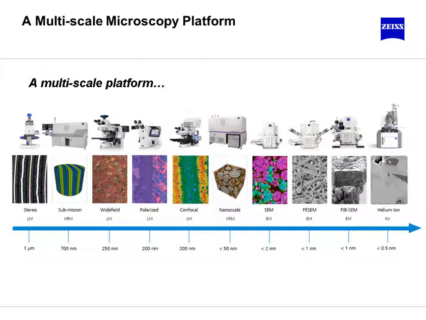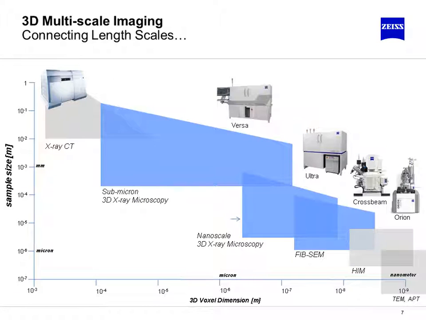And what we're showing here on this graph is effectively the approximate resolution scale, where we're looking at micron or microns of resolution using either stereo light microscopy or submicron X-ray microscopy, spanning all the way down through the various light and electron techniques and X-ray techniques to the sub-nanometer as well. So we'll focus on a couple of these here today, namely X-ray microscopy and focused ion beam scanning electron microscopy.